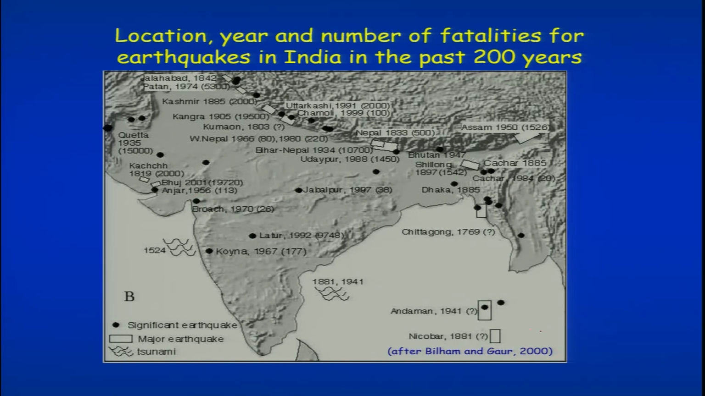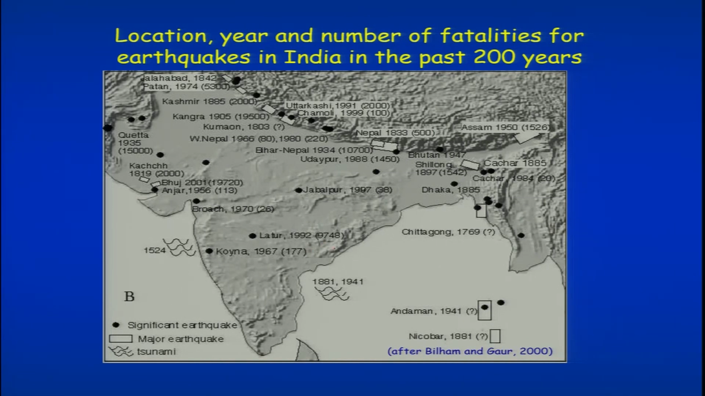This map was published in 2000, so we don't have the location of the 2004 Sumatra Andaman earthquake. That also was triggered somewhere further south of the Andaman Islands. And along with this, what information has been given here is the number of people who got killed.